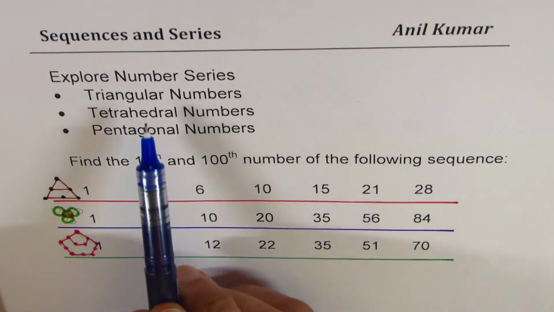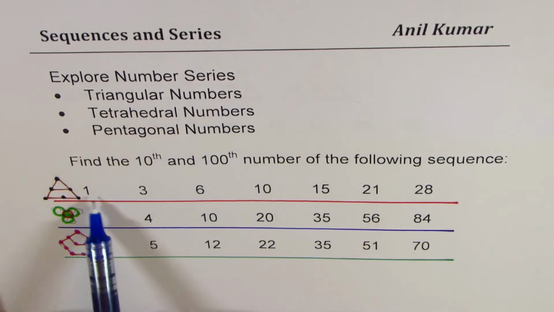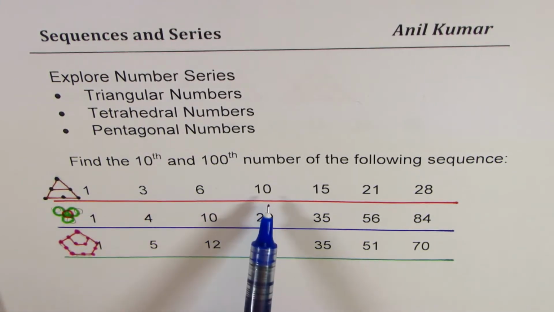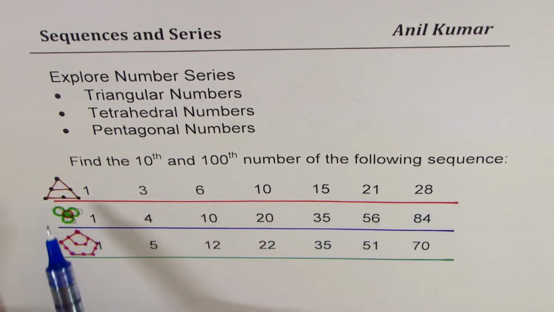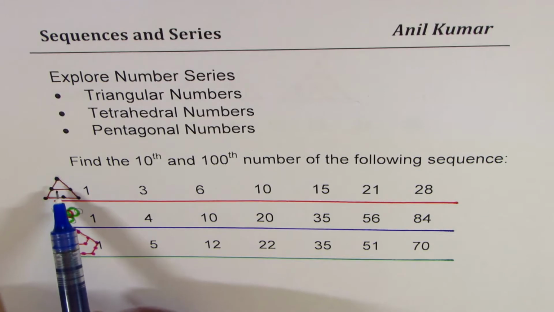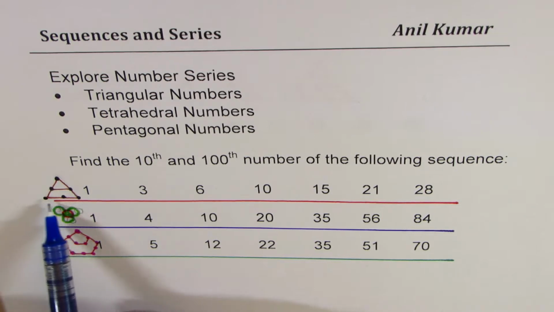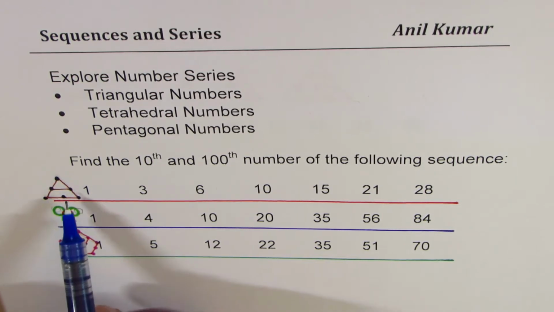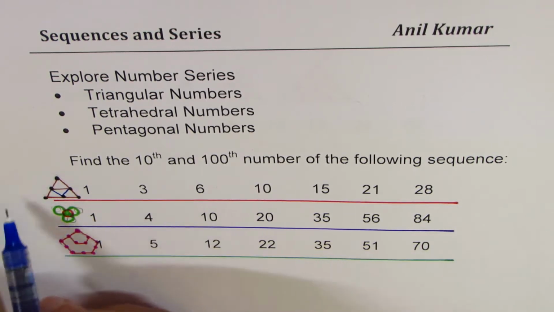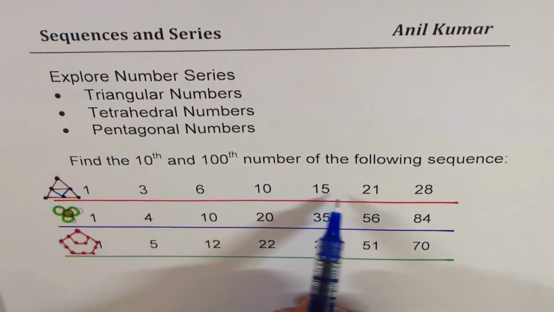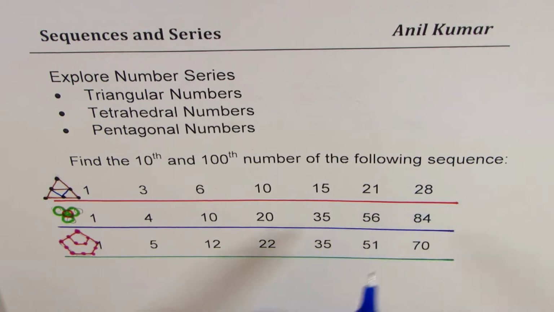Let's begin with understanding the triangular numbers. Here they are: 1, 3, 6, 10, 15, 21, 28. Now these numbers are formed when you start making triangles. So you start with one dot, then you can make one triangle, and if you increase, then these numbers of dots form equilateral triangles like this, and you can get the whole series, right? That is how you create it.